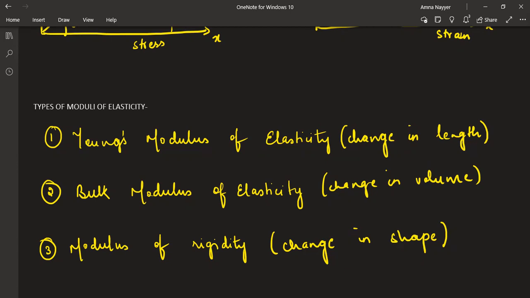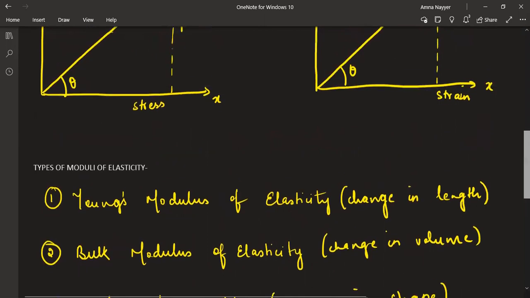You will be getting separate questions on these also. Do not worry about that. We'll start with Young's modulus also. We'll try to start it today. And then very small topics will be left.